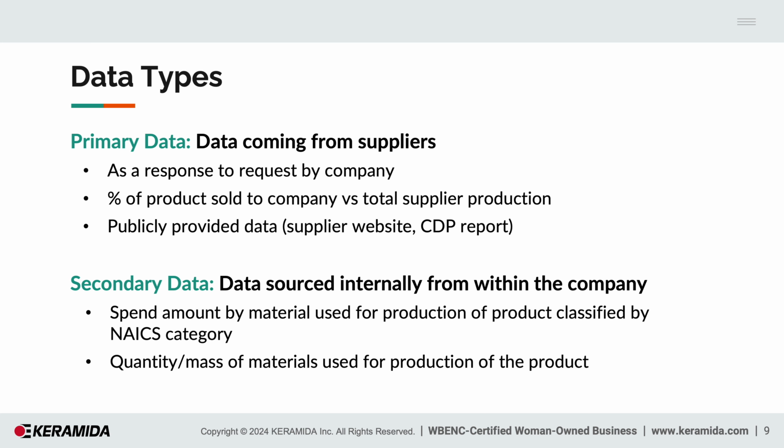And then some secondary data options is gathering data from internally within the company. So again, with your procurement team, you're going to need to gather that spend report. The best way to do this is trying to get as granular as possible, if available. So spend amount by material, spend amount by product, spend amount by procurement category. These are all options that we can work with to do a spend-based calculation.